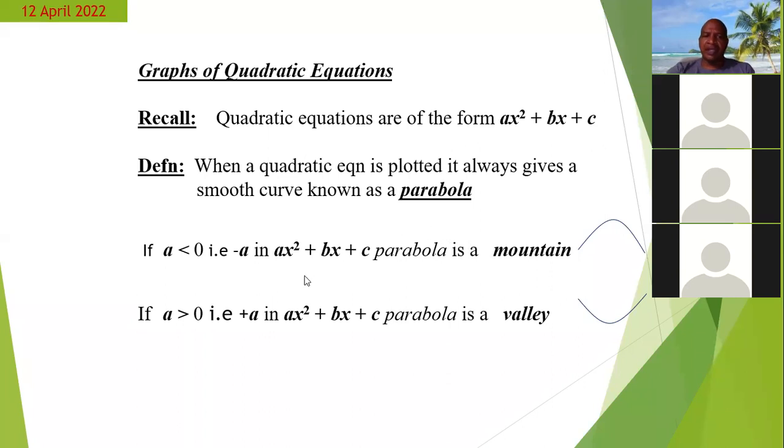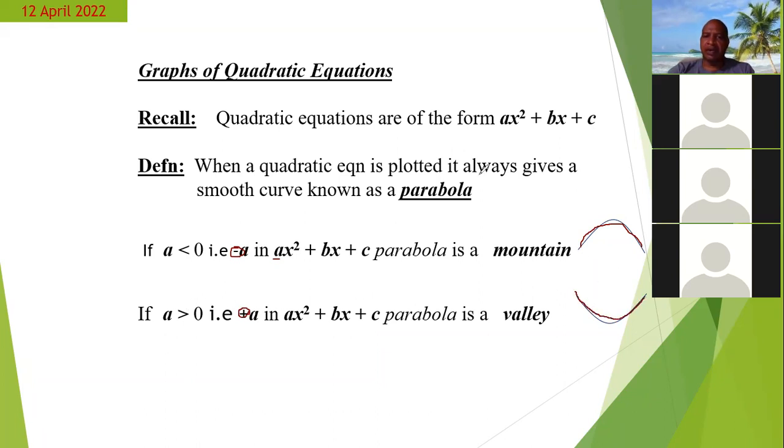Now, you can use the equation to determine whether or not you're going to get a mountain or a valley. If the value for A, which is the number in front of the x squared, is negative, that means A is less than 0. So if it's a negative value, you will get a curve shaped like a mountain. And if it is a positive value, you will get a curve looking like a valley.